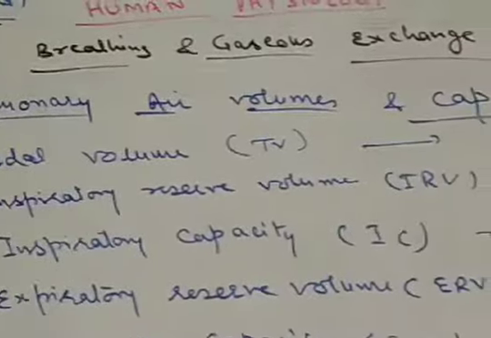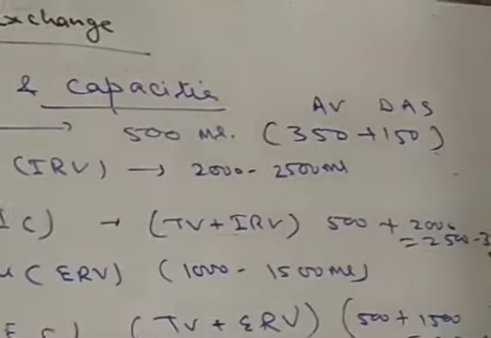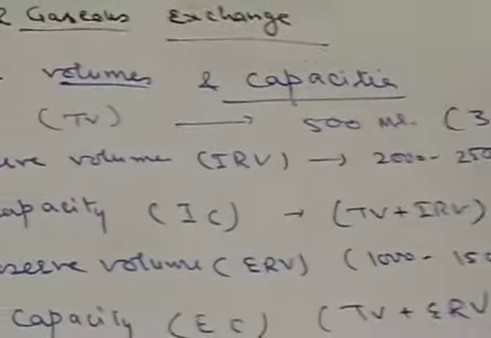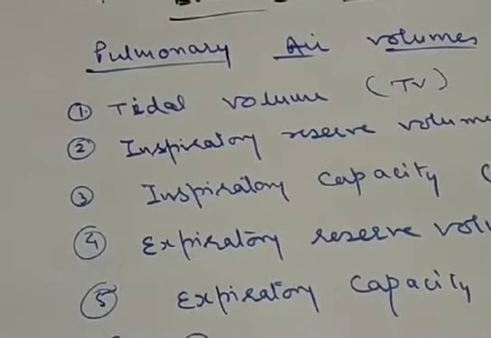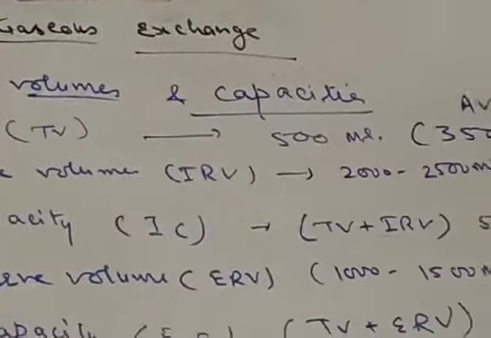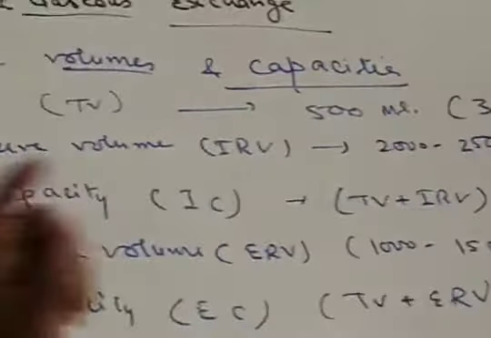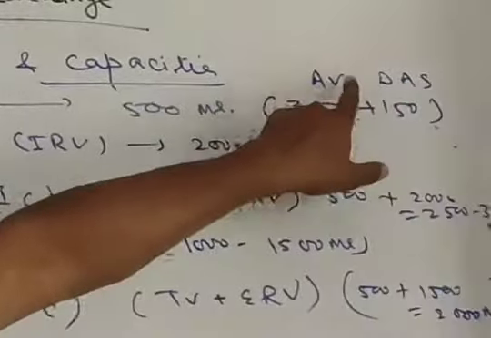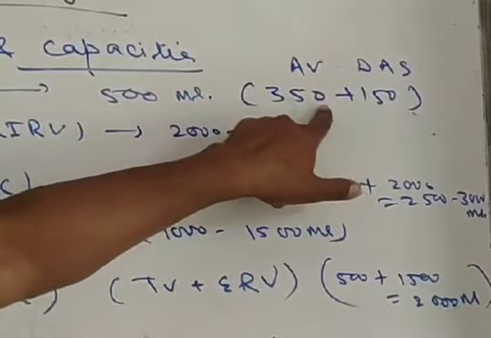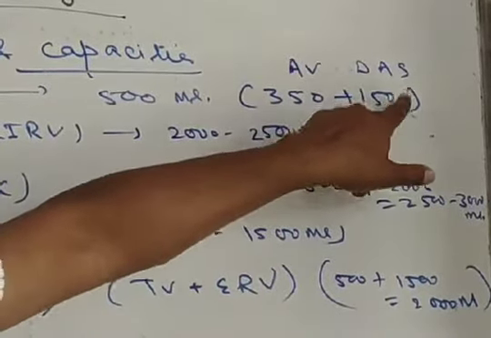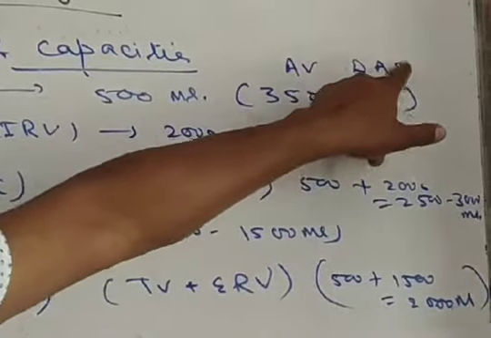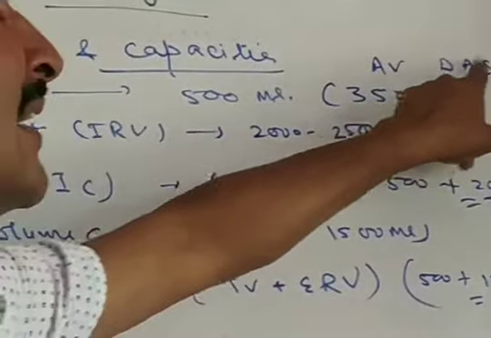That is, a healthy man can inspire or expire approximately 6000 to 8000 ml of air per minute. The tidal volume consists of two volumes. One of them is called alveolar volume, whose value is 350 ml, and the remaining 150 ml is dead air space. It is DAS, meaning dead air space.